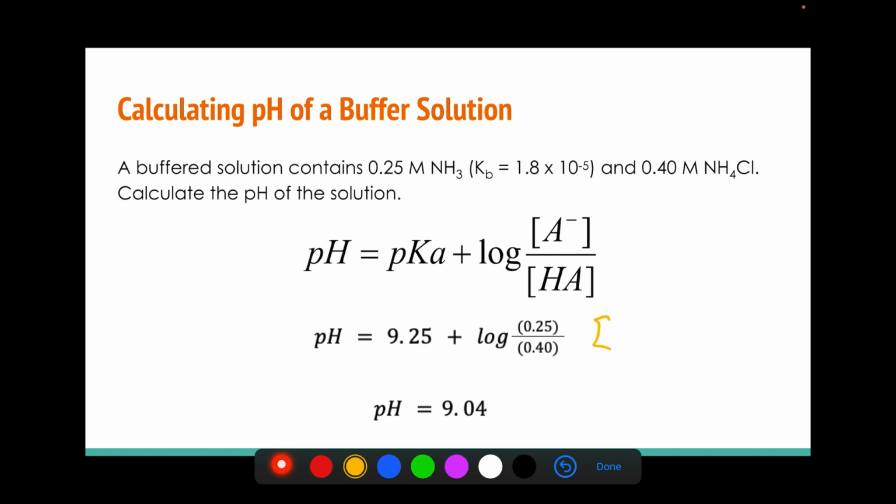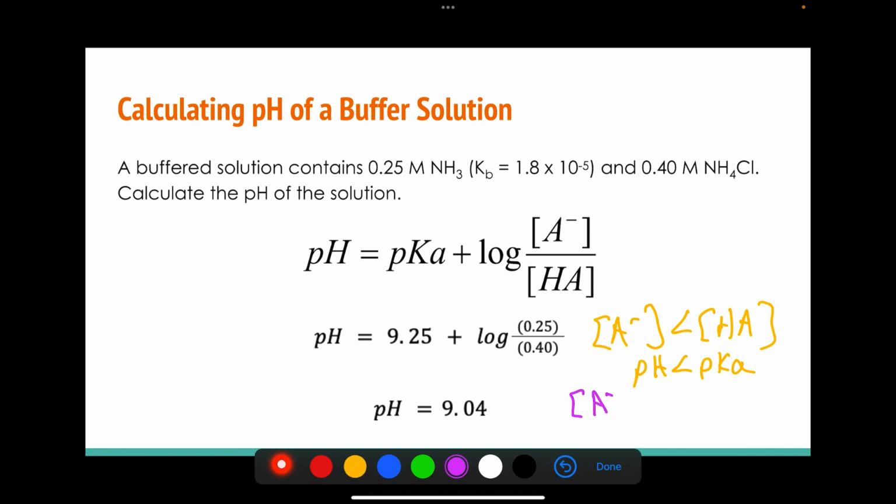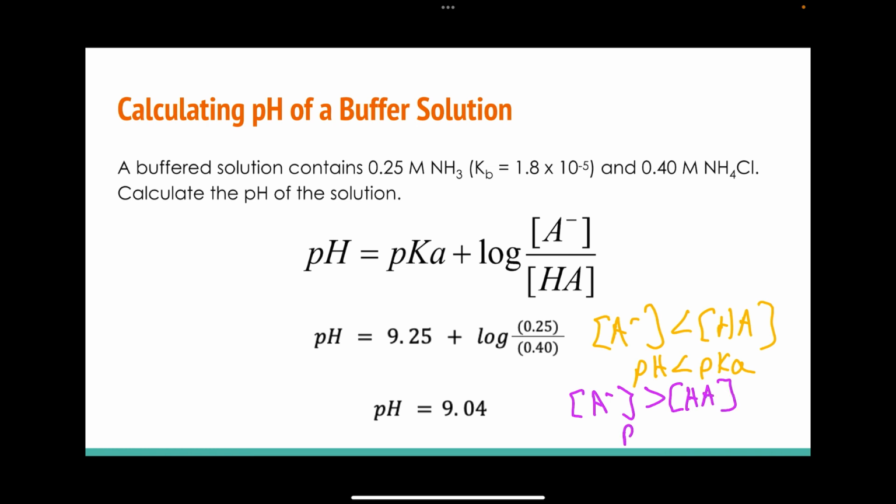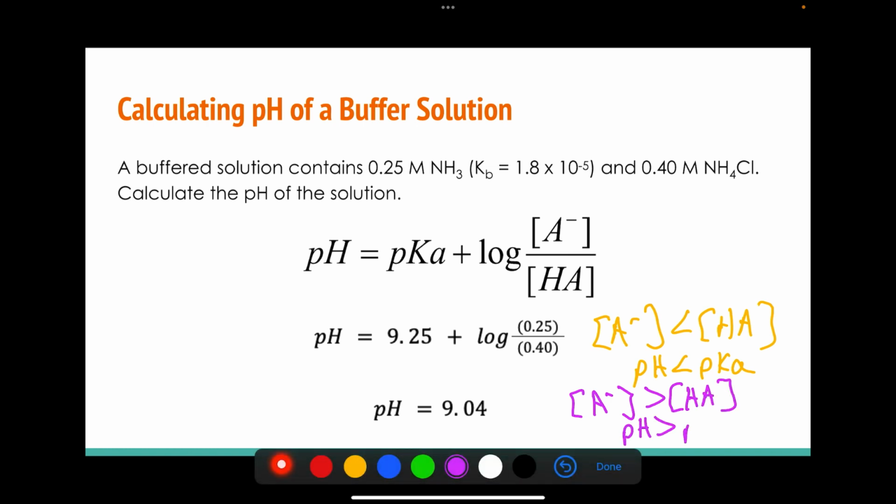Thinking more generally, when A- is less than HA, we'll always end up with a pH that's less than the pKa because you're taking the log of a number that's less than 1, which will give you a negative value. So you'll be subtracting from the pKa. On the other hand, when A- is greater than HA, you're always going to end up with a value where the pH is greater than the pKa because you're taking the log of a number greater than 1, which will give you a positive value, so you'll be adding to the pKa.